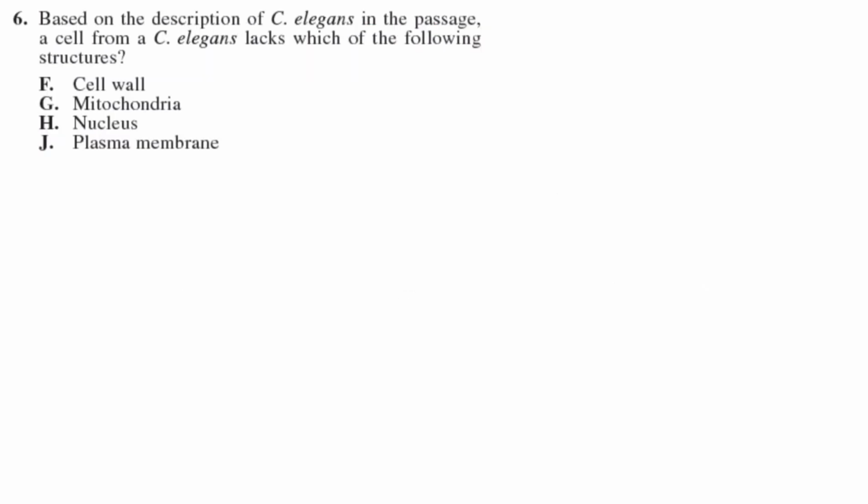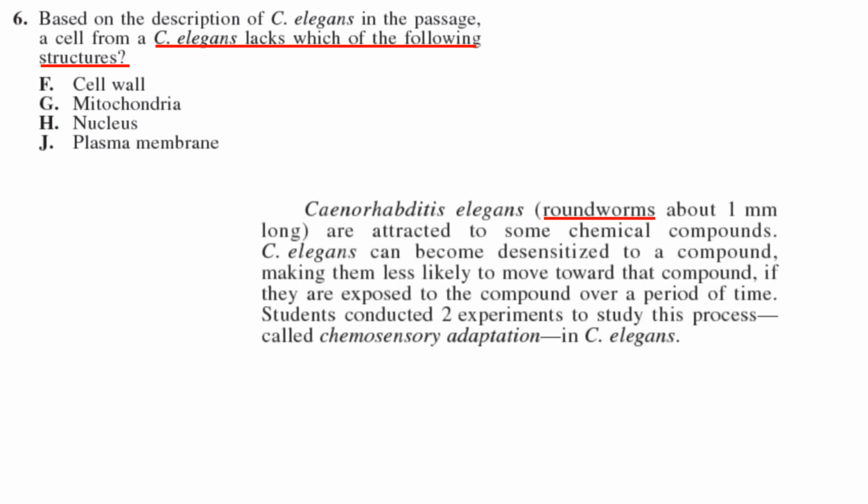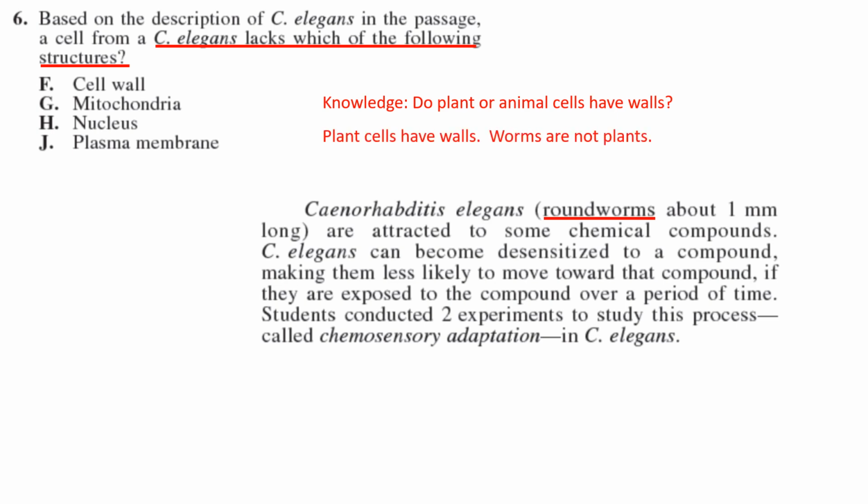Number 6, based on the description of the C. elegans in the passage, C. elegans likely have which of the following structures? So C. elegans are roundworms. And there's a little bit of knowledge here. Do plant or animal cells have walls? This is a pretty common knowledge question. Plant cells have walls and worms are not plants, so they lack a cell wall. F.